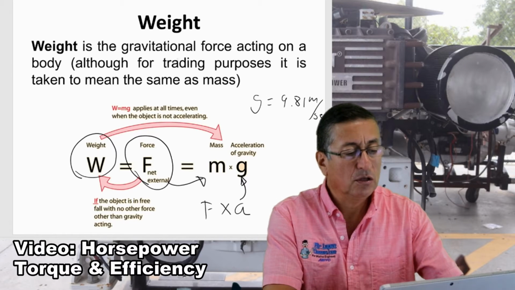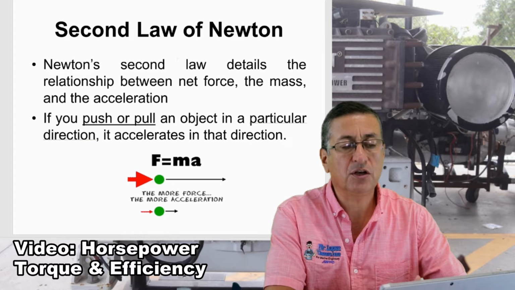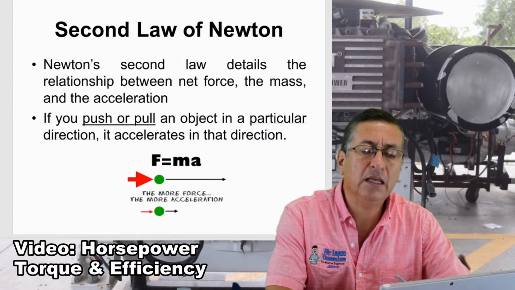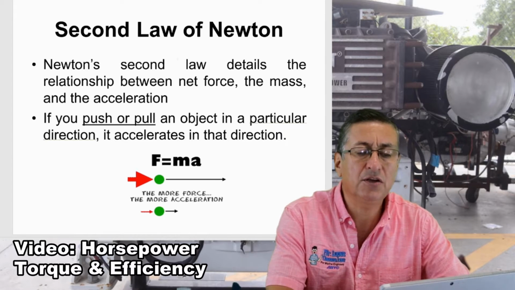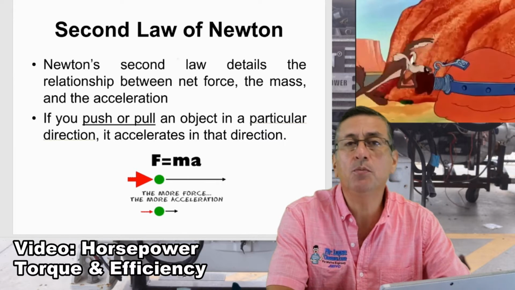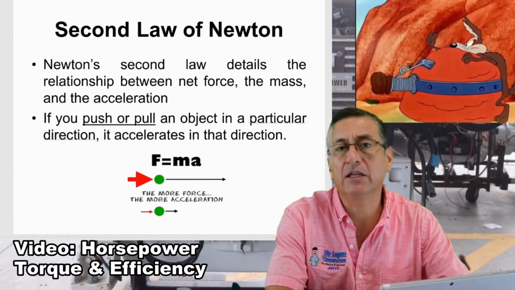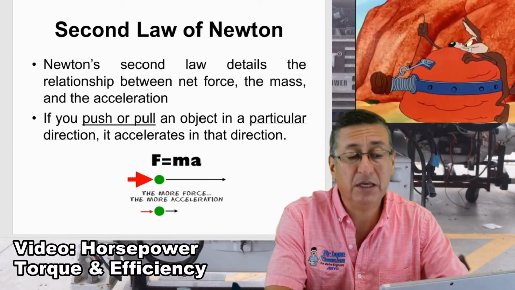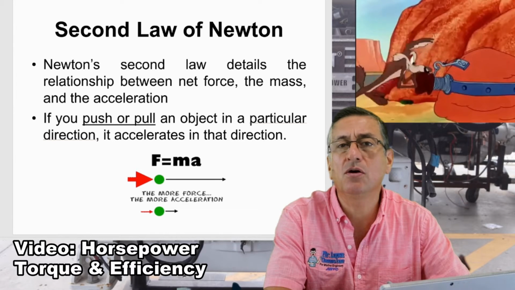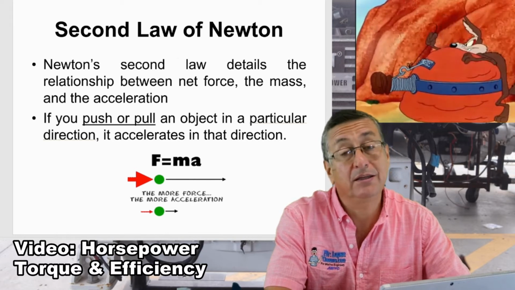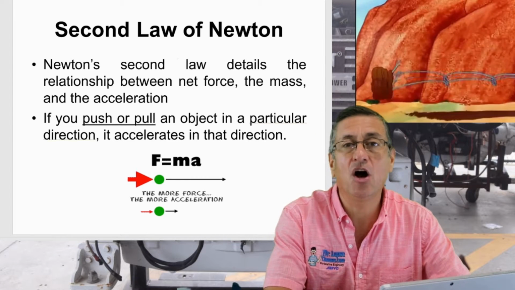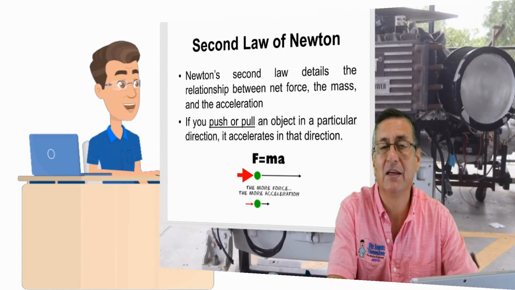This is the second law of Mr. Newton. What does the second law of Mr. Newton state? Newton's second law details the relationship between force, mass, and acceleration. If you push or pull an object in a particular direction, the object accelerates in that direction. It's simple. This is the second law of Newton, and this is the law that keeps all the objects in the environment in movement.